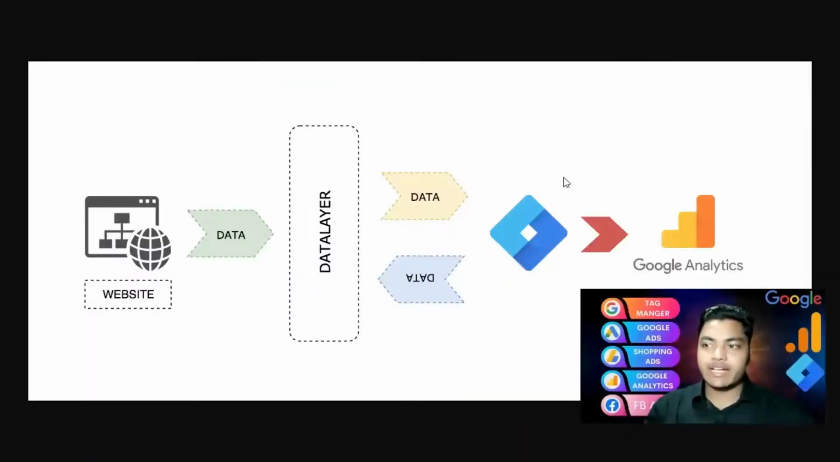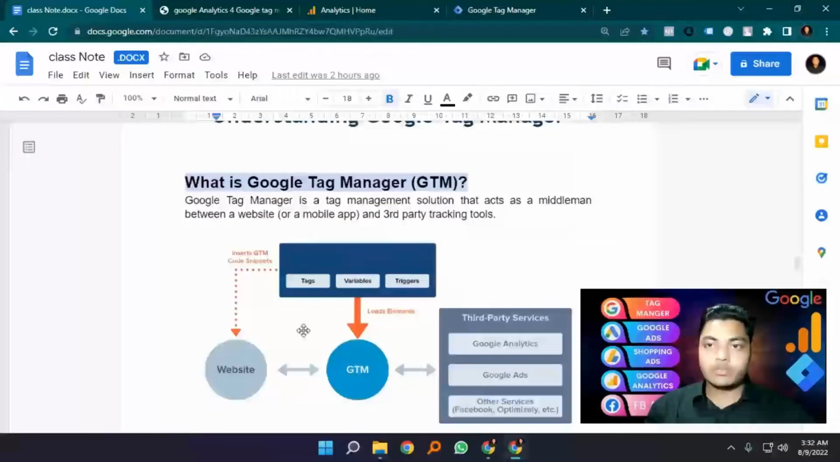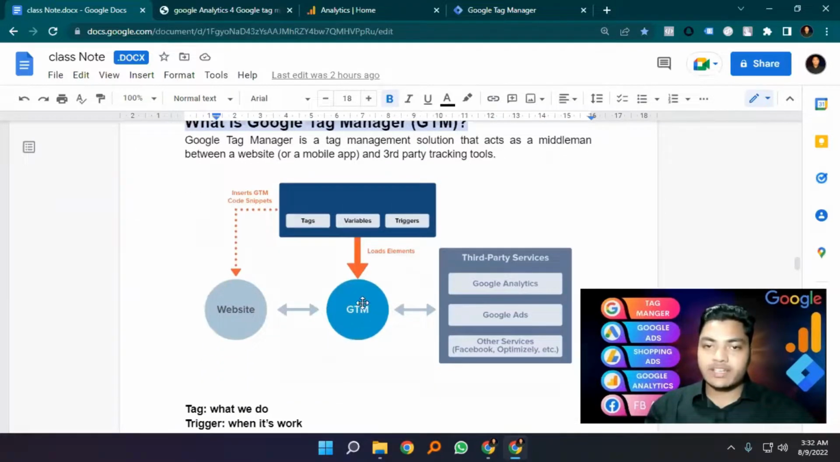So when I enable the data layer on our website, the data layer sits between our website and Google Tag Manager. The data layer is the middleman. When I want to connect Google Analytics through Google Tag Manager, Google Tag Manager is the middleman. So right now the data layer is the middleman between our website and Google Tag Manager, and when we want to connect Google Analytics, Google Ads, Facebook or Optimizely, Google Tag Manager is the middleman.